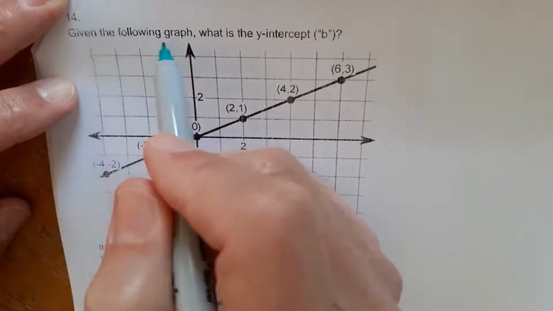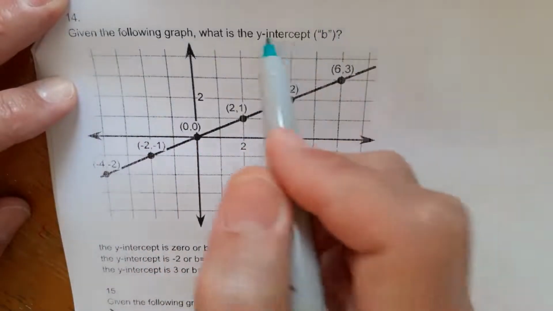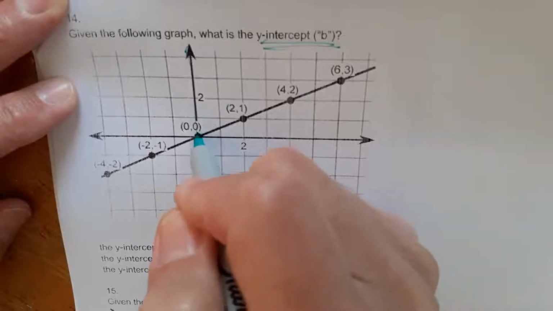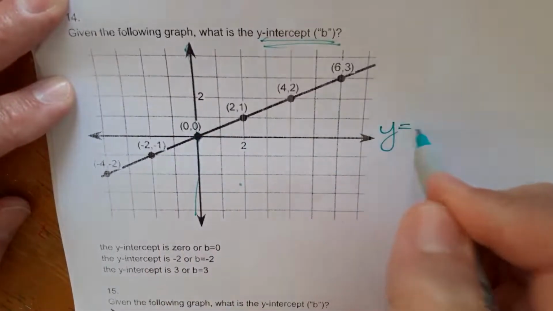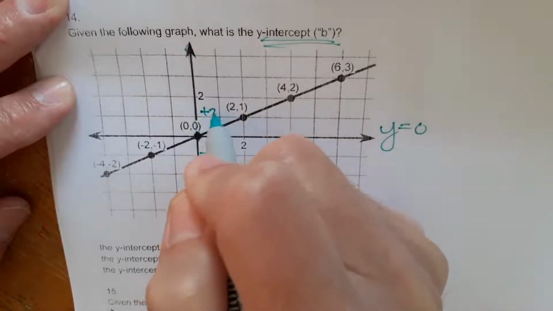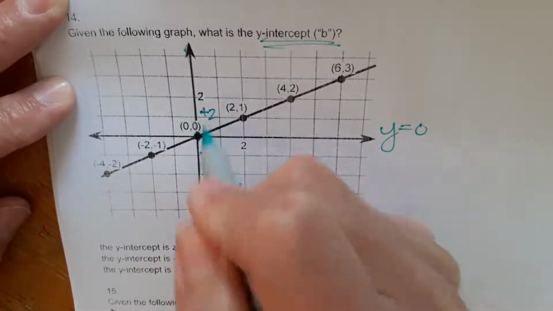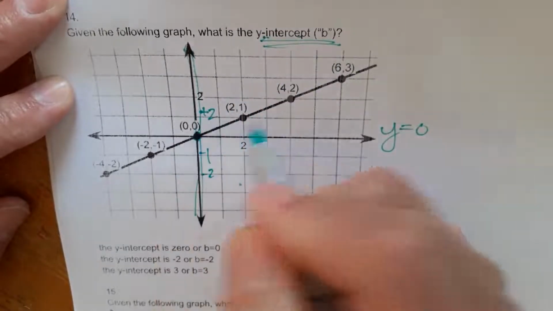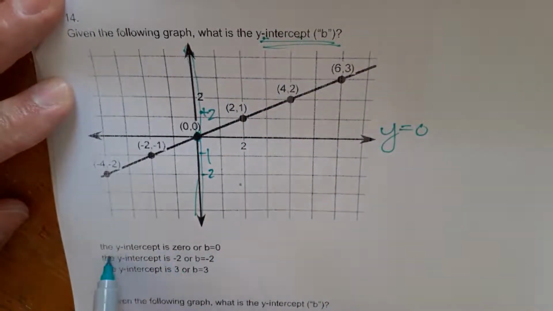Given the following graph, what's the y-intercept be? So we have this idea of where does the graph cross the y-axis? Right here it's at 0. Y equals 0 right here. It equals -1 here, +1 here, 2, -2. This is the y-axis vertical. Where is the y-intercept? That's where it crosses at 0. So the y-intercept is 0.